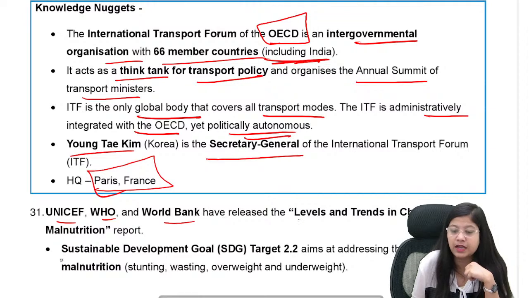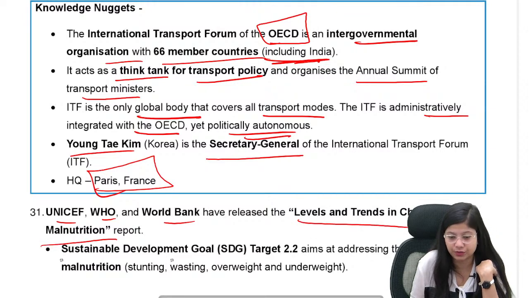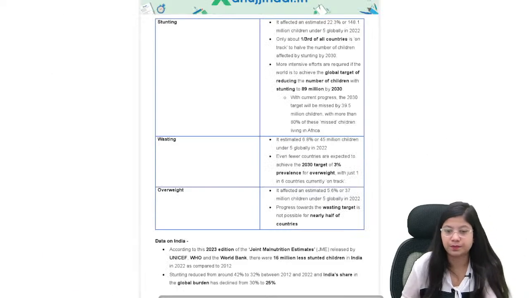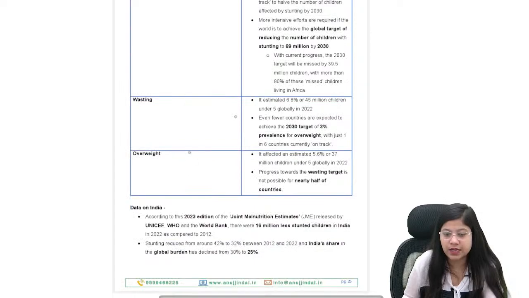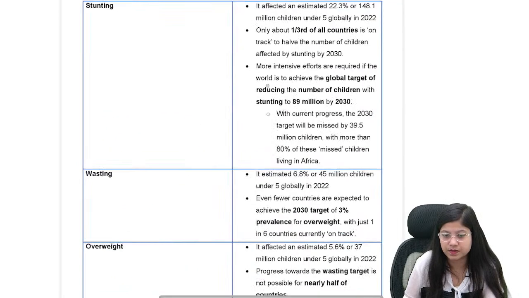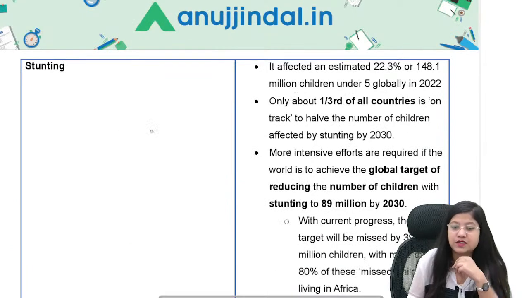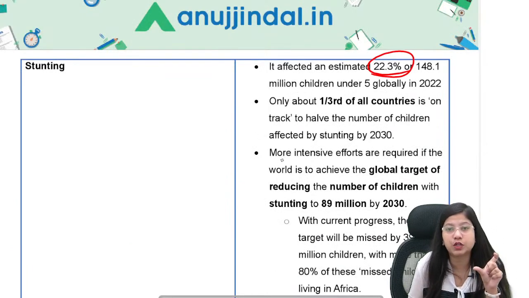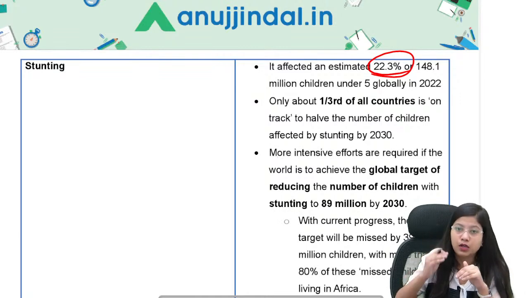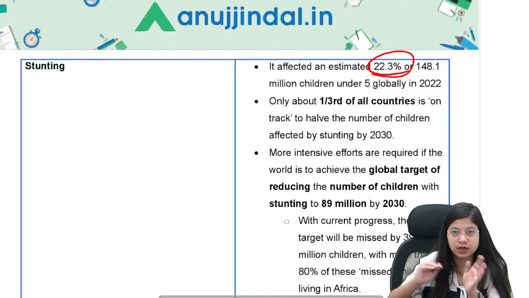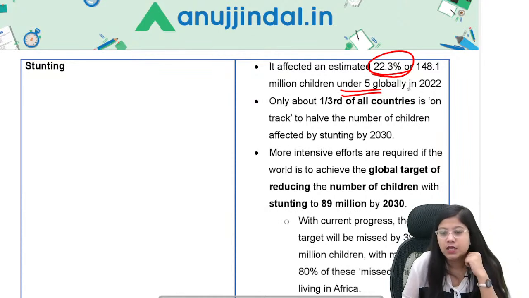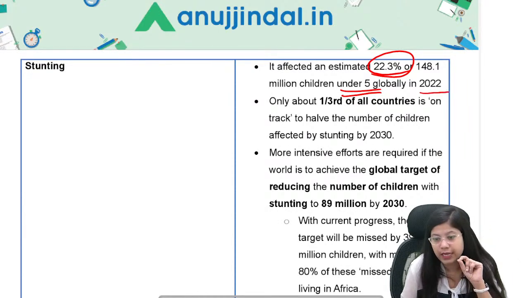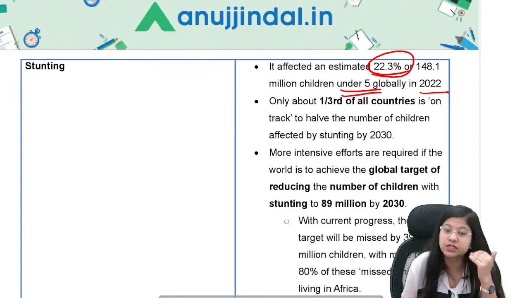UNICEF, WHO, and World Bank have released the Levels and Trends in Child Malnutrition report. SDG Target 2.2 aims to address the issues of child malnutrition. Okay, so first of all, look at this. Stunting, wasting, and overweight. The data is on these three parameters. As far as stunting is concerned, 22.3% of the world's children are affected with stunting. Lower height as compared to the age of the child. Okay, so it is measured under 5 years of age. So 22.3% of children in 2022 under the age of 5 were stunted.